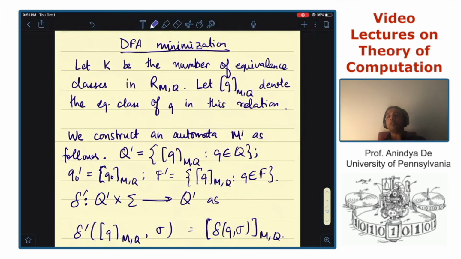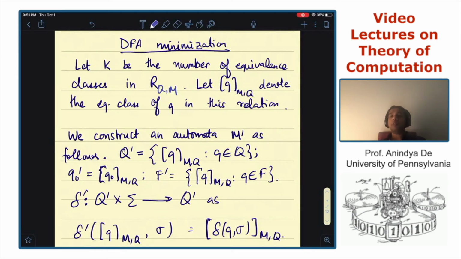Let's now move to DFA minimization. Now that we have defined the equivalence relation R_{Q,M}, sorry, this should be R_{Q,M}, let's now talk about DFA minimization. So given the equivalence relation R_{Q,M} and the DFA M, we are going to now construct a different DFA for L of M as follows.